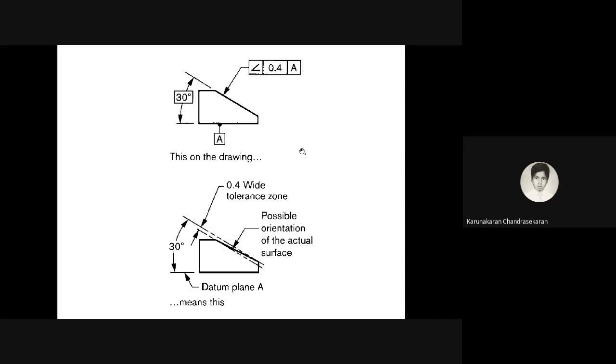So again, there's an angle mentioned in the component. The angular measurement has been given, and the tolerance is given here, and then it's from your datum reference A.